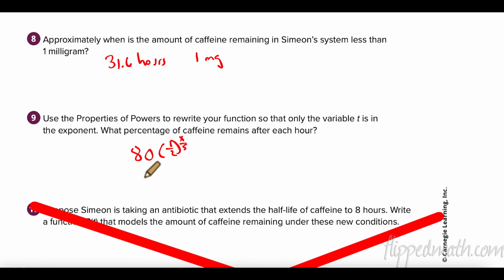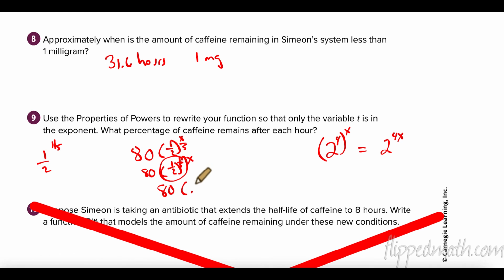All right, so now I want you to remember a few rules. If I had 4 to the 2, to the x, an exponent to an exponent, I could write that as 4 to the 2x. All right, so I'm going to rewrite this as 80 times 1/2 to the 1/5 times x. So now I can do all of this by itself. So I want to put in my calculator 1/2 to the 1/5. When you put that in your calculator, you're going to get about 0.87 with some other decimals.